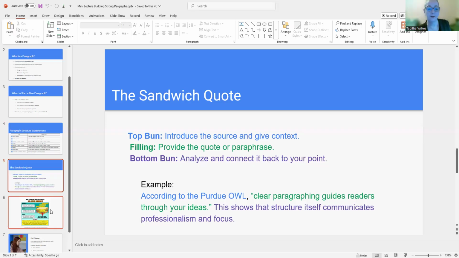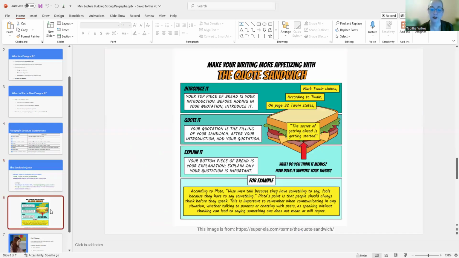So here is an image. This image is from superela.com. You can go to that website if you want more information on it. So it talks about how you introduce your quote. That's your top bun. Mark Twain claims, according to Mark Twain, on page 32, Twain states. Those are different ways that you can introduce a quote. Then you provide the quote, and then you tell what that quote means.